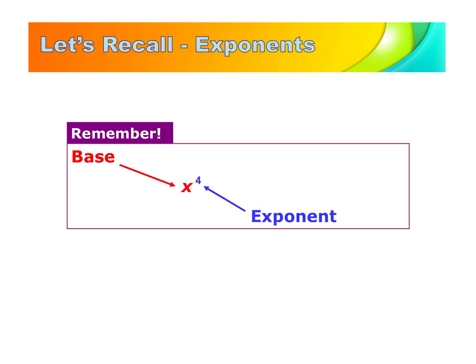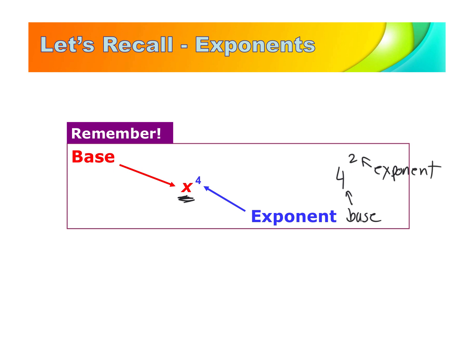Now let's recall exponents. We've seen them before. We just didn't go as in depth as we are going to go today. Our base is going to be that number in the bottom, the big number, and the exponent is going to be the small number at the top. So if you have an example of 4 to the second power, our 4 is our base. Our 2 is our exponent. That's always going to be the case.